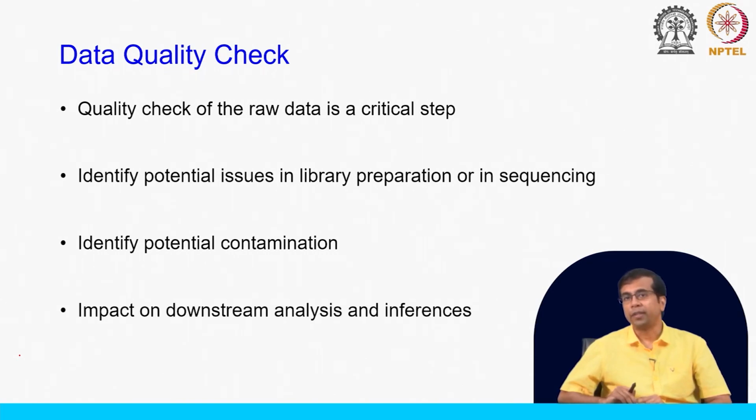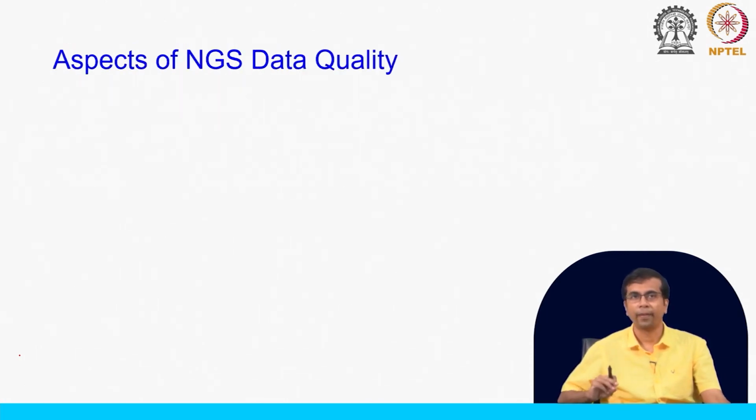And this is a critical step because it has a huge impact on the downstream analysis and inferences that you make. If you can identify errors or issues in library preparation, we can design our downstream analysis pipeline in an appropriate manner, so as to take care of the issue if we can. So, this step helps in making those decisions later on.